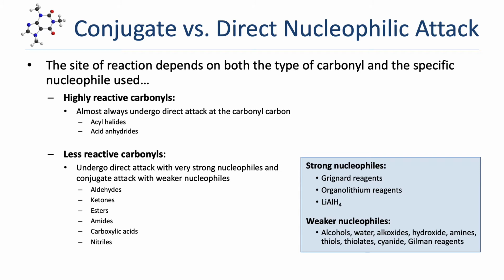These highly reactive carbonyl types almost always undergo direct attack, reacting at the carbonyl carbon. The list of less reactive carbonyls includes aldehydes, ketones, and the remaining acid derivatives: esters, amides, carboxylic acids, and nitriles. These less reactive carbonyls undergo direct attack with very strong nucleophiles and conjugate attack with weaker nucleophiles. For the purposes of determining conjugate versus direct attack, strong nucleophiles include Grignard reagents, organolithium reagents, and lithium aluminum hydride.